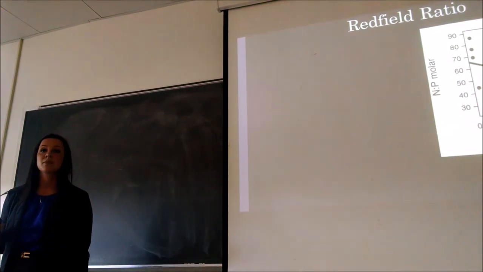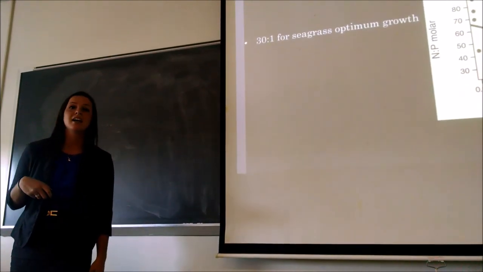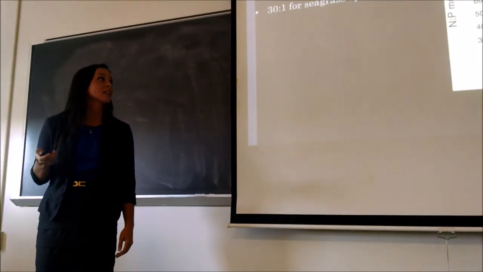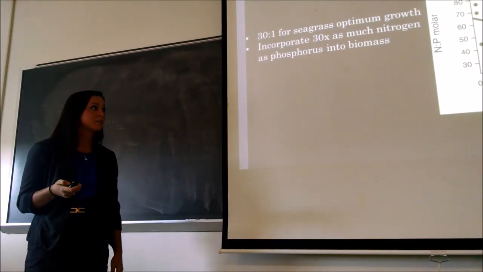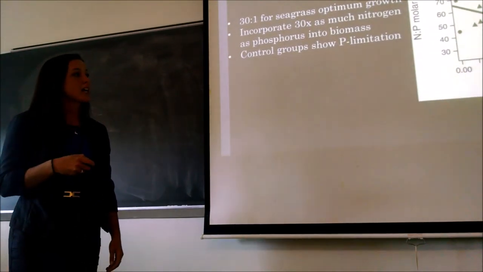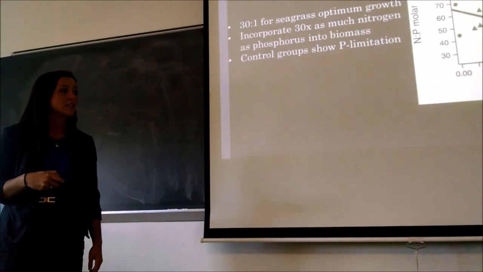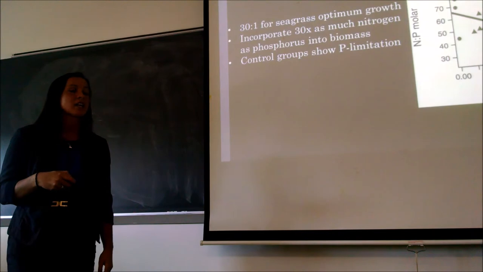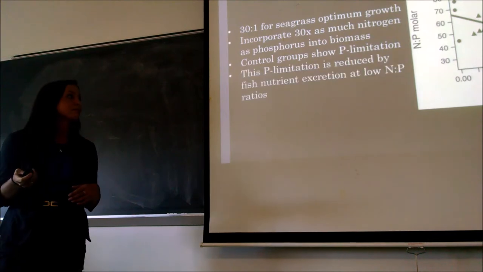And why is this important? This is where we have to bring in the concept of Redfield ratios. So historic data has presented that the Redfield ratio is 30 to 1 for optimum seagrass growth, which means that they are incorporating 30 times as much nitrogen as phosphorus into their biomass. The control groups here are implying a P limitation, because as we increase the phosphorus, the ratio of nitrogen to phosphorus is decreasing, and at the highest levels of phosphorus supply, they're starting to reach that 30 to 1 mark, which is where we saw on the previous figures was the highest growth.